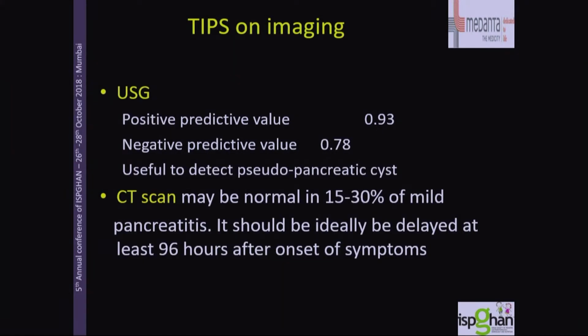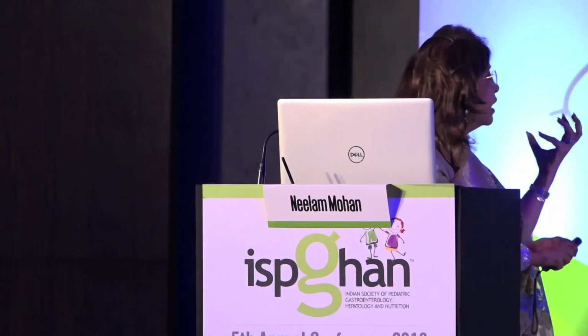Now tips on imaging, first line is ultrasound. I do see patients coming to me day 2 of pancreatitis with a CT scan report. So my dear colleagues, please, if you think of CT scan, it would not be appropriate to do it so early because it takes time for the inflammation and the changes to come. So ideally, postpone it to 96 hours after the onset of symptoms, and ultrasound does give you a good predictive. In fact, in mild pancreatitis, your CT may be normal in 15 to 30% of the cases.